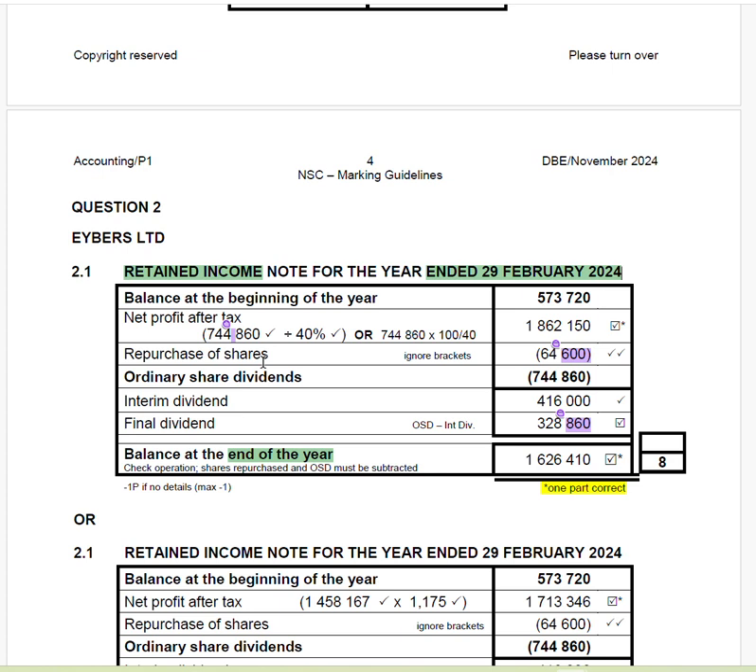The repurchase of shares will affect our retained income. Why? Because it is a loss, right? So since this is a loss, we're going to have to ascertain how much that loss is. The loss will merely be the extra amount above average price that we paid when we're buying these shares back. So in this case, it is 190 cents times 34 shares, and then it gives you 64,600, and it is a minus.